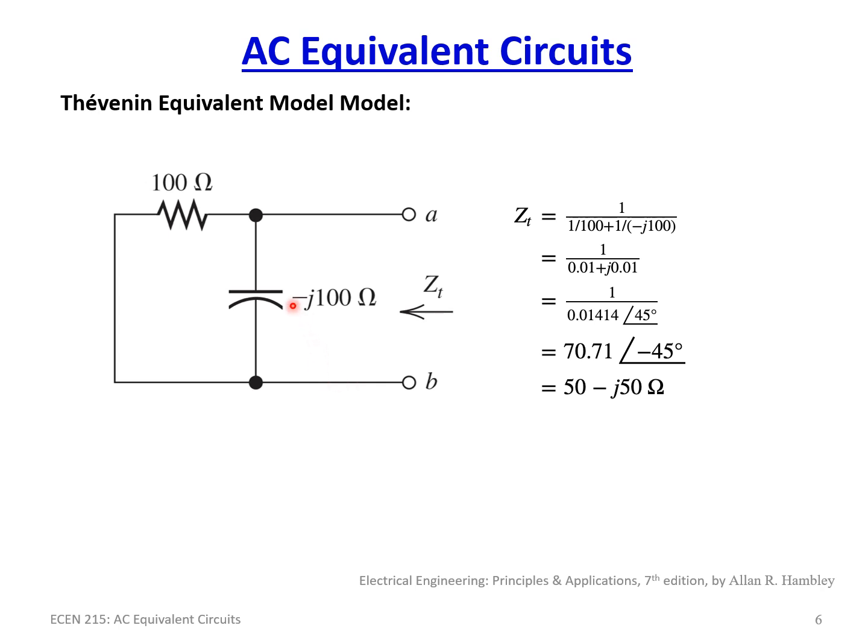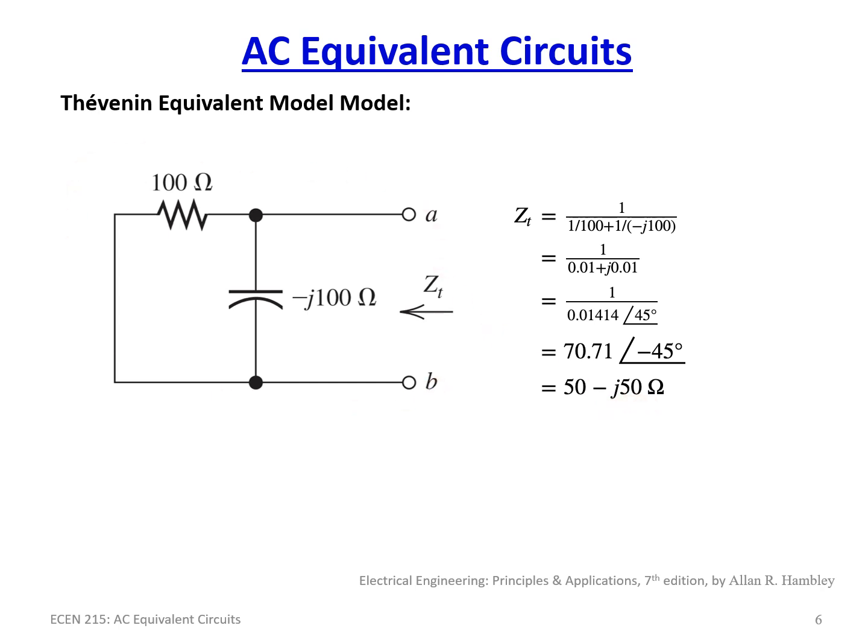So we ended up with just two components, a capacitor and a resistor, that are now in parallel because the voltage source became a short. So we have a 100 ohm resistor in parallel with the minus J100 ohm capacitor. This method uses the reciprocal method. You could also use Z1 times Z2 over Z1 plus Z2, and you get the same value. By doing this, you end up with ZT equal to 70.71 with a phase angle of minus 45 degrees, or 50 minus J50 ohms.